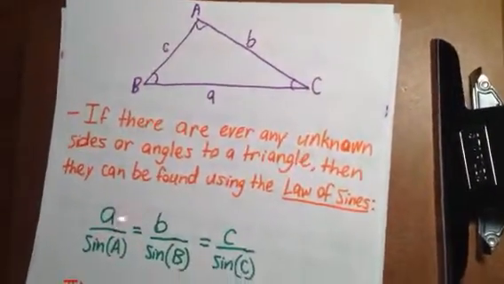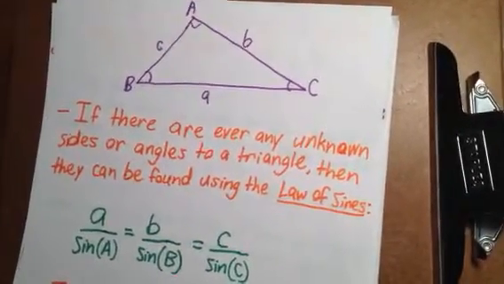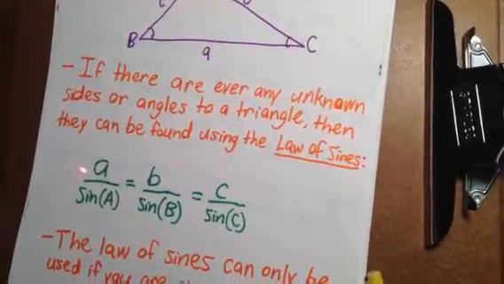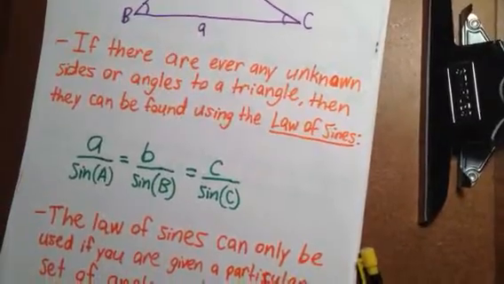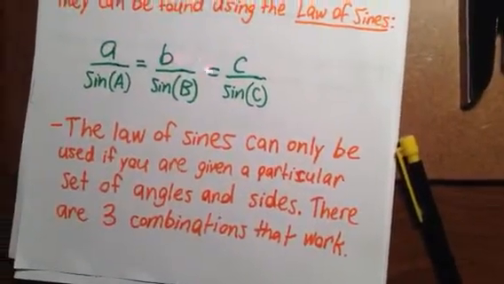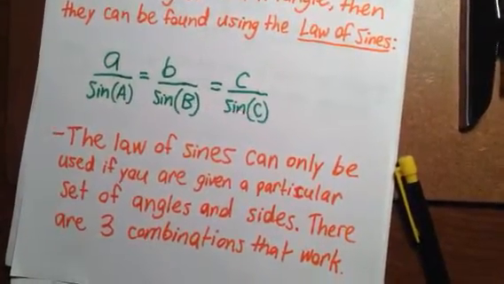So, if there are ever any unknown angles or sides to a triangle, then they can be found using the law of sines. And that is the formula a over sine A equals b over sine B equals c over sine C. Note that these top values are all side lengths, and these bottom values are all angle measures.